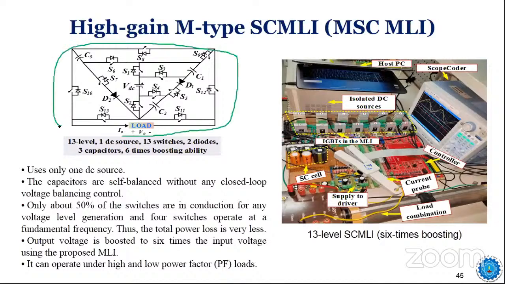Why am I calling it a high gain or voltage boosting type inverter? Because you can realize now we do not need a boost converter. We are able to boost the voltage, right? So that is why I call it a boost type inverter, switched capacitor based, where capacitors are charged automatically, self-balanced, without any closed loop controller.